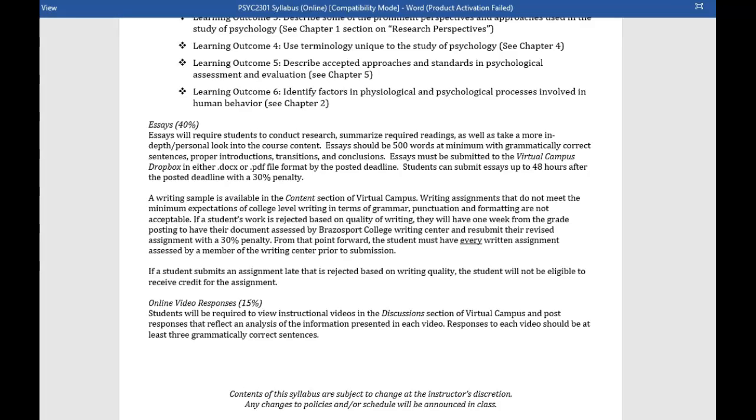These deadlines are available on Virtual Campus. Students can submit their writing assignments up to 48 hours after the posted deadline with a 30% penalty. A writing sample is available in the content section of Virtual Campus.